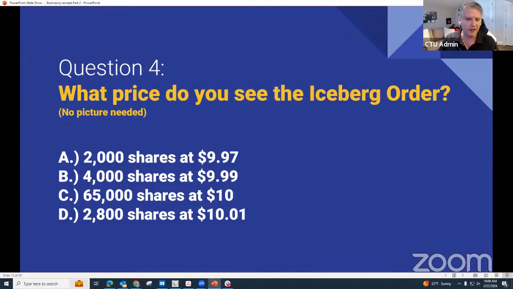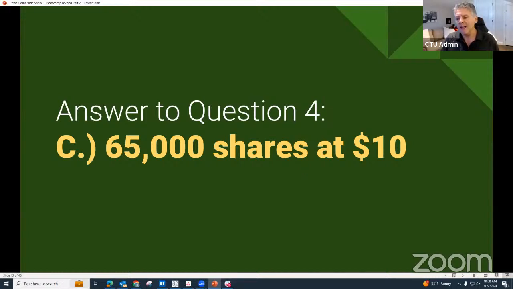Question 4: at what price do you see an iceberg order? Is it A, B, C, or D? I think this was pretty self-explanatory, right? It was a 65,000 share seller. What's great about this question is that it's common sense. You see how fast you answered that? That's how fast you have to react to a stock. Not to say, okay, there's a 65,000 share order, but let me go check Mr. Fibonacci's order and the MACD and the 200 moving average just to confirm. By then it's usually too late.